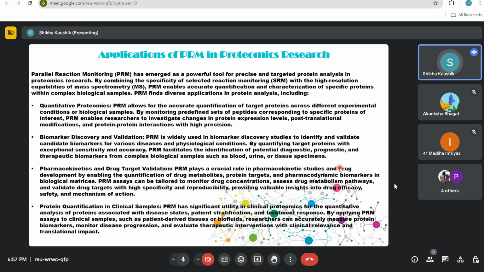reproducibility कितनी high है. I mean, you can have a higher reproducibility of your data with the help of PRM, क्योंकि already you have selected a precursor and now you are doing a detailed analysis of this particular precursor. So it becomes very easy to reproduce your data when you are having PRM approaches for your drug target validation.